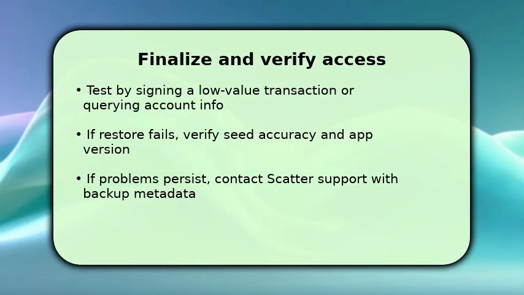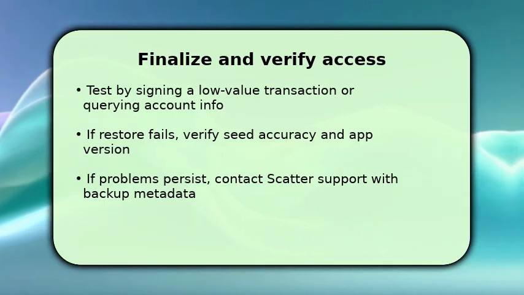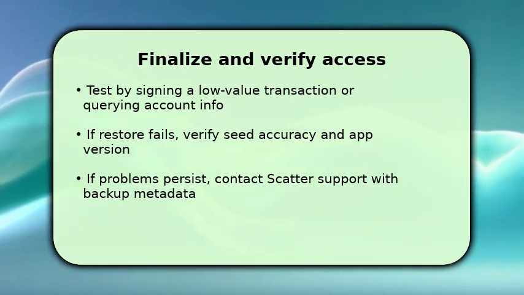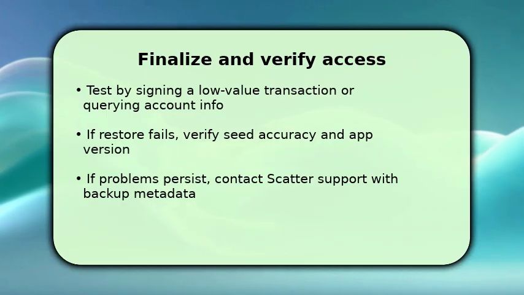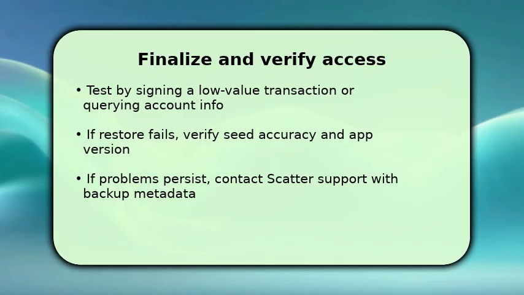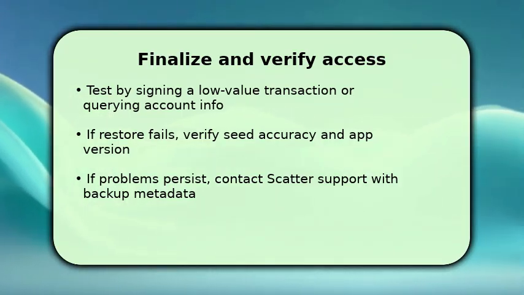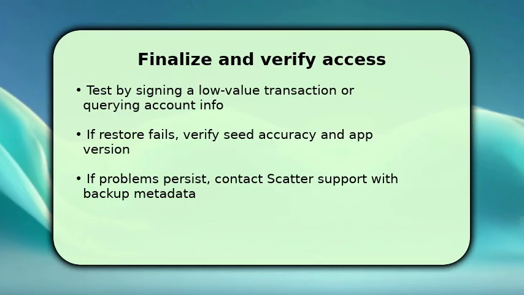If Scatter rejects the backup, recheck the seed phrase for typos and ensure you use the correct backup format and app version. If you still cannot recover, gather your backup metadata, timestamp, file hash, app version, and contact official Scatter support. They can guide safe recovery steps. One key troubleshooting tip.